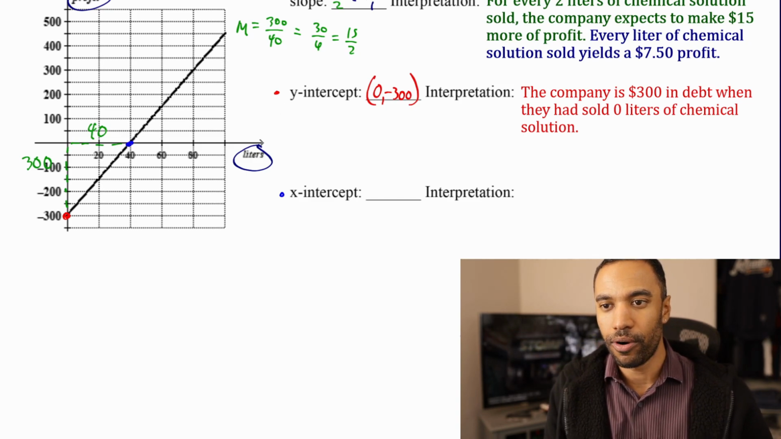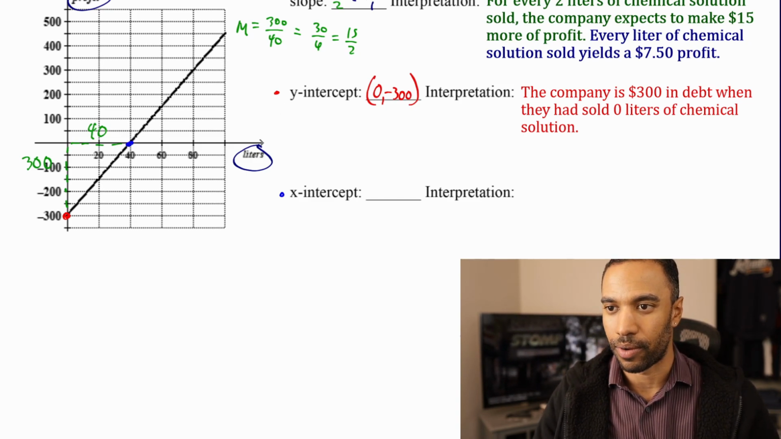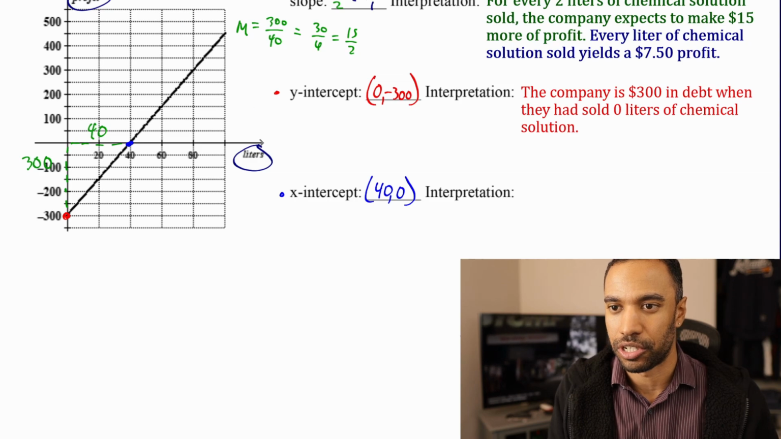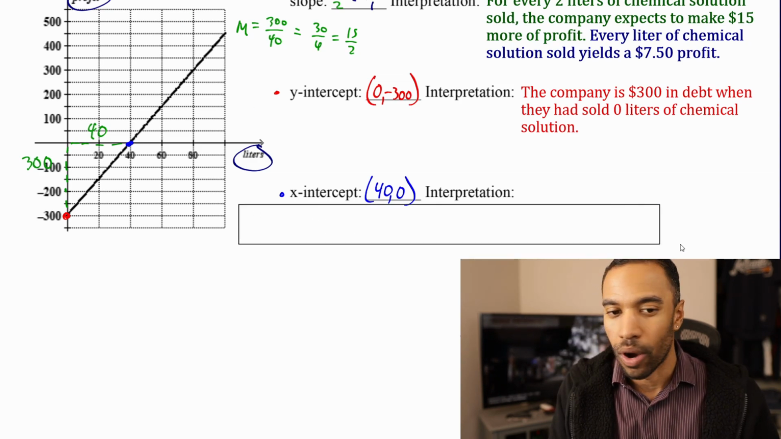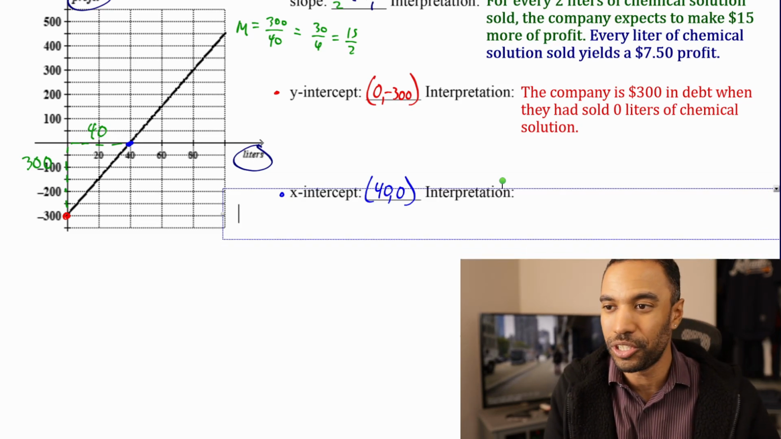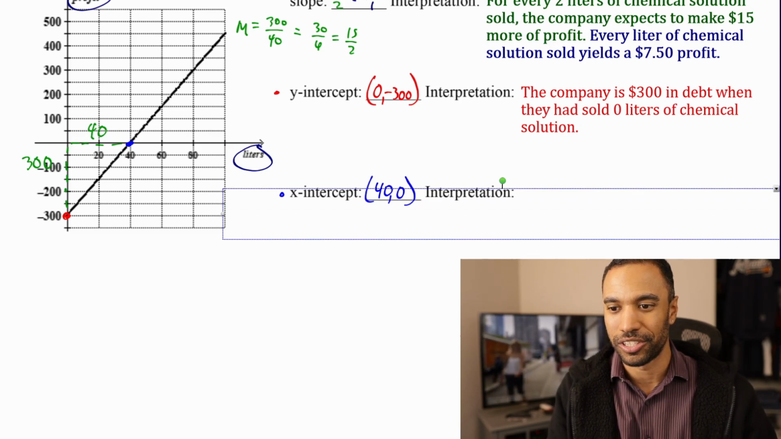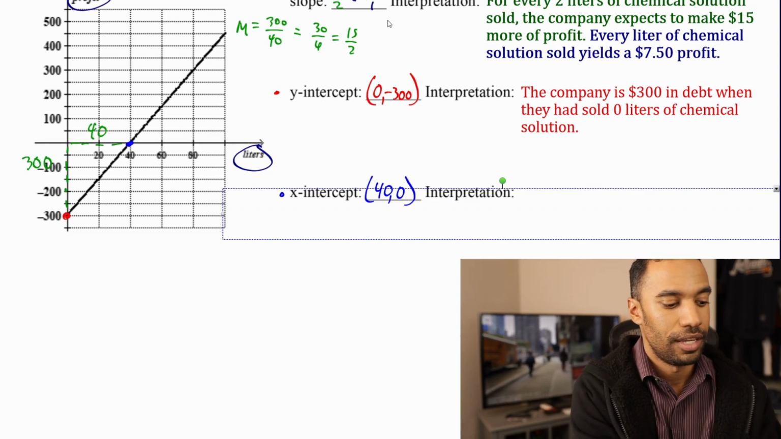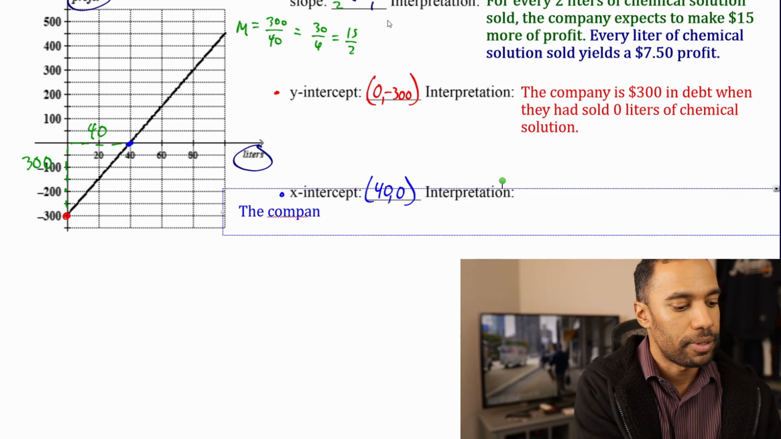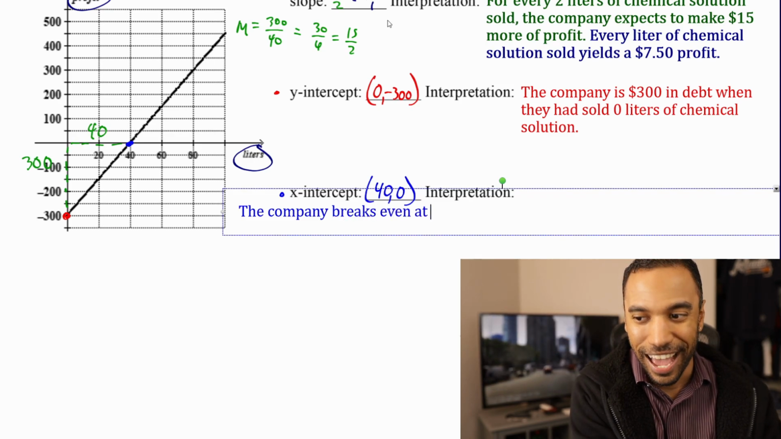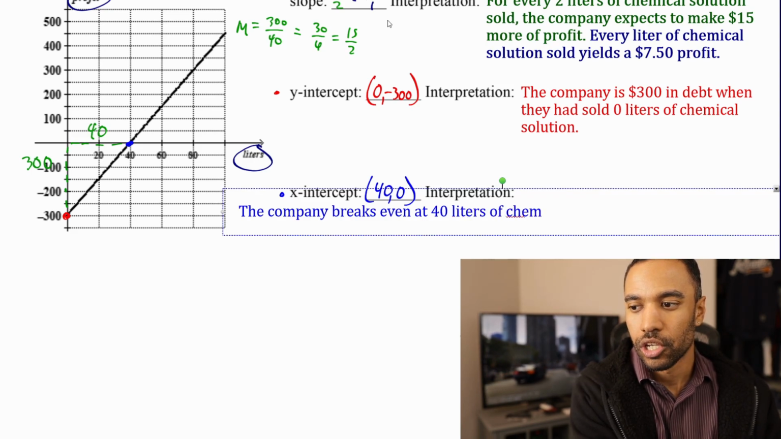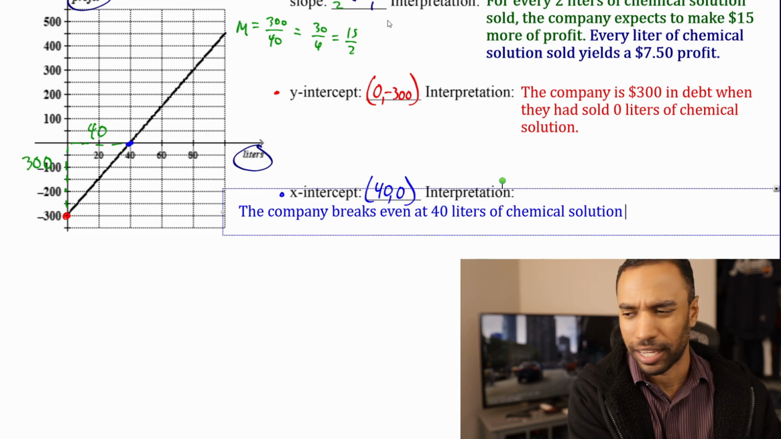The x-intercept is 40, 0, right? So that's that blue dot right there. And the 40, 0 has a different interpretation, of course. What this thing says is once you sell 40 liters of chemical solution, you have made $0. Congratulations. No, but that's a good stepping stone because you're out of the red. The company breaks even at 40 liters of chemical solution sold. So breaking even, I think the reason for my typos is because I'm talking as I'm typing.